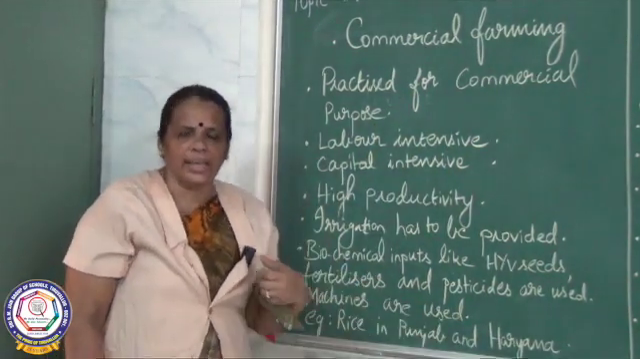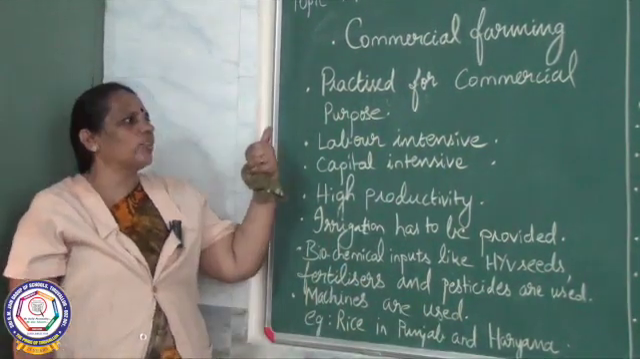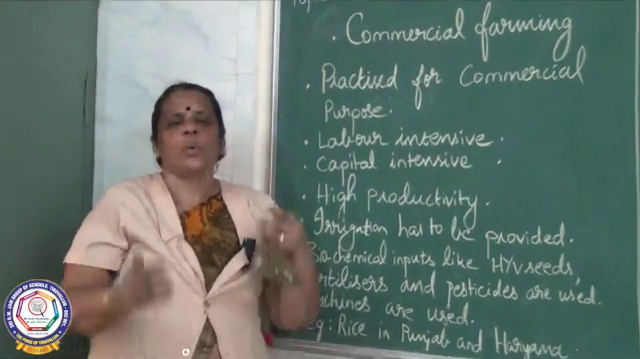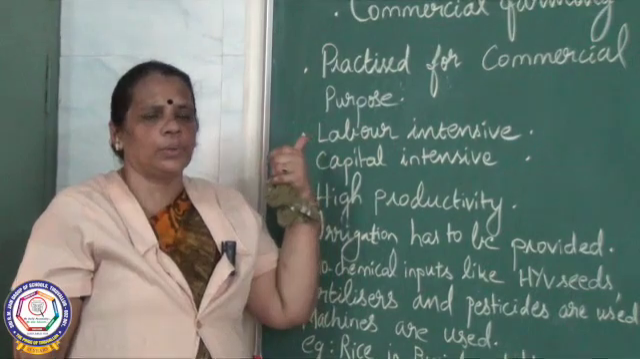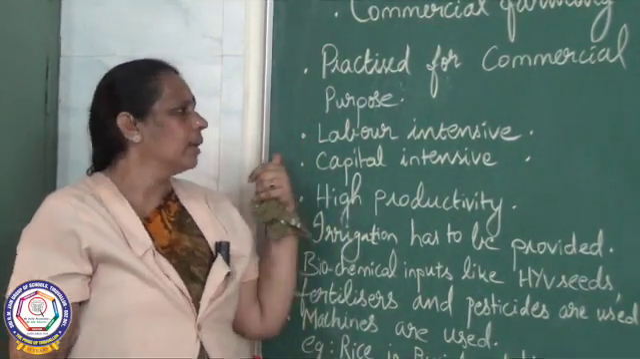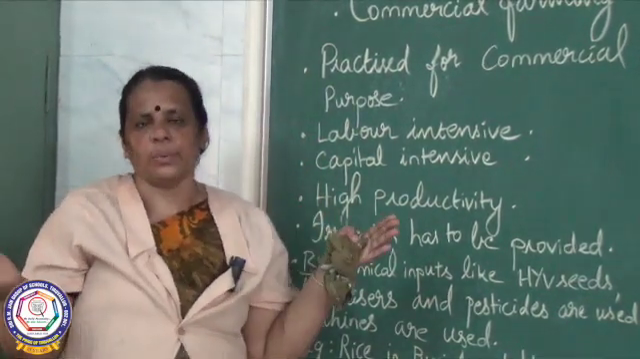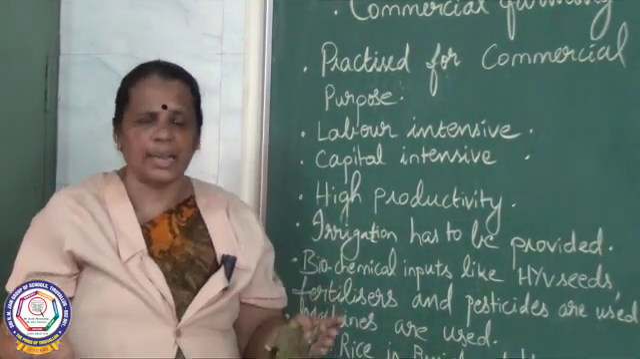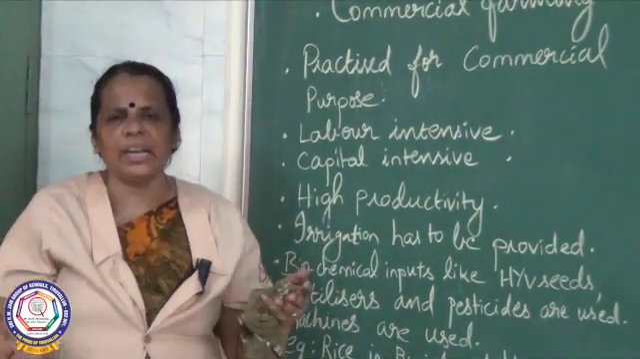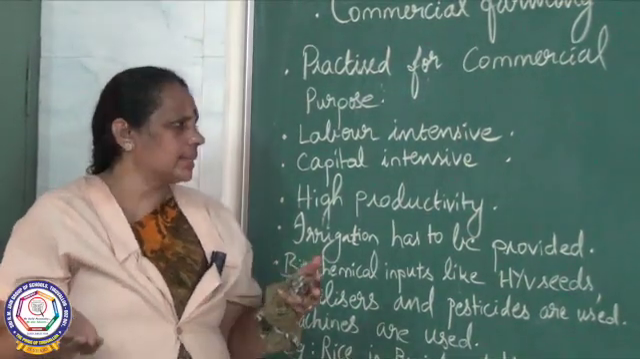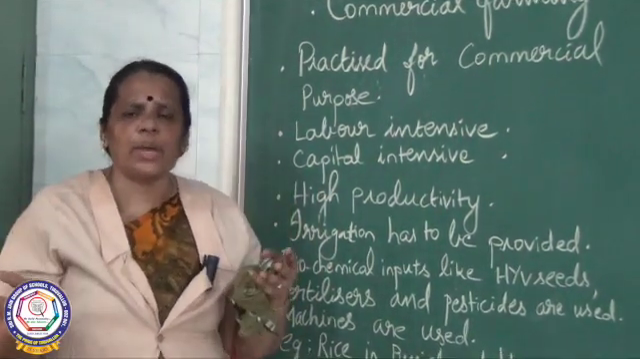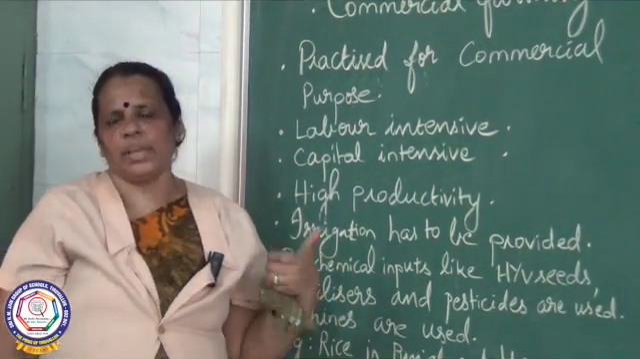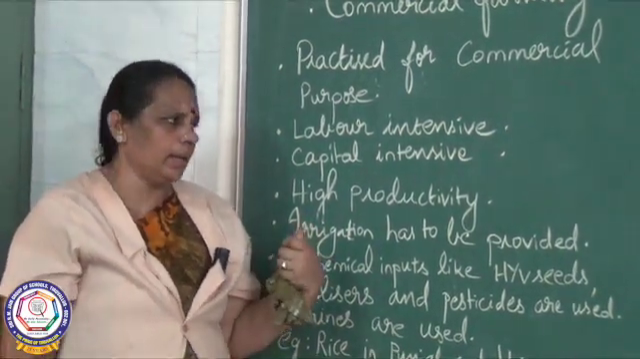Haryana. So once again I will repeat the features. The first feature is it is practiced for commercial purposes. Only for profit they are going to practice this type of farming. The next one is labor intensive. They are going to hire a greater number of agricultural laborers. The next one is capital intensive, that is, capital requirement is greater here. The next one is high productivity. They are going to get high returns, high production.